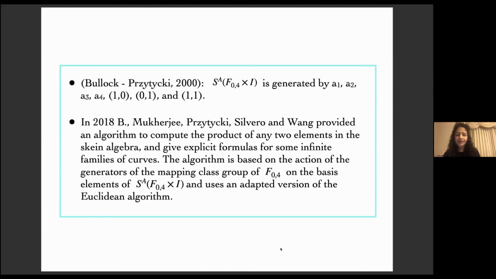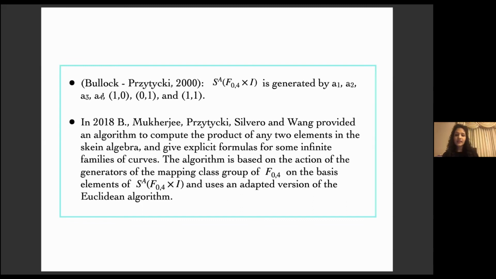With this method of drawing curves, we have the following theorem due to Doug Bullock and Józef Przytycki. They showed that the Kauffman bracket skein algebra of the four-punctured sphere is generated by the curves (1, 0), (0, 1), (1, 1), and also by the boundary-parallel curves, which we denote by a1, a2, a3, and a4. In 2018, jointly with Sujoy Mukherjee, Józef Przytycki, Marithania Silvero, and Xiao Wang, we provided an algorithm to compute the product of any two elements in the skein algebra, and we gave explicit formulas for some infinite families of curves.